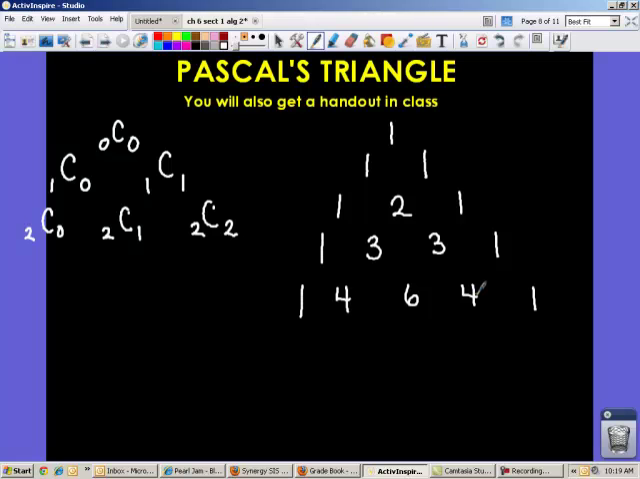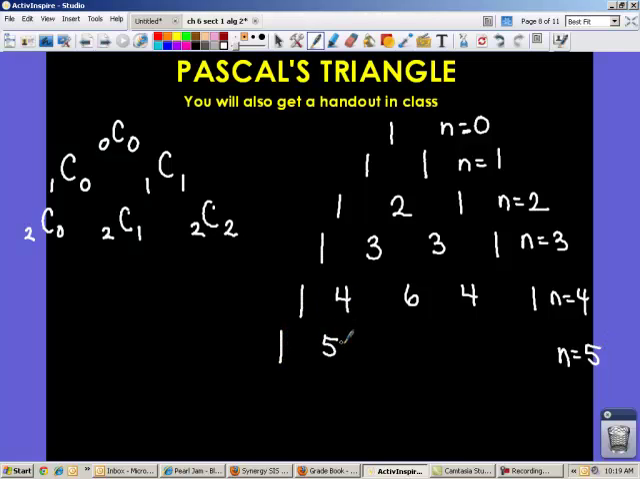And he said, all right, this is when you have 0 as your n, 1 as your n, 2 as your n, 3 as your n, 4 as your n, and he kept going and going. And so if we look at the next row, where the number of objects total would be 5, we would have 1. 1 plus 4 is 5. 4 plus 6 is 10. 6 plus 4 is 10. 4 plus 1 is 5. And then we write that 1. And he went on and on and on.